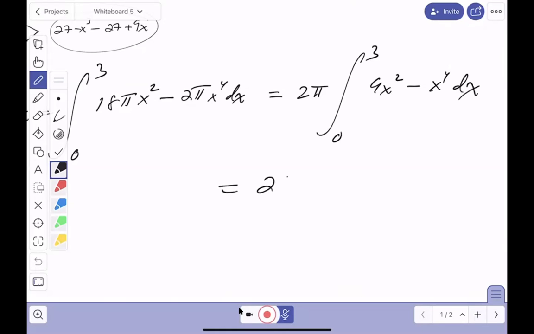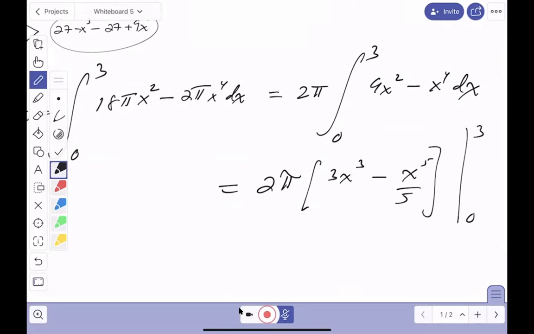Do mistakes happen? I know I said a lot to you. They do. And that's the whole point of practicing. When you practice, you're going to make less and less errors, especially when you get to exams, if you practice a lot. This is going to be x cubed over 3, so 3x cubed minus x to the fifth over 5, integrated from 0 to 3.